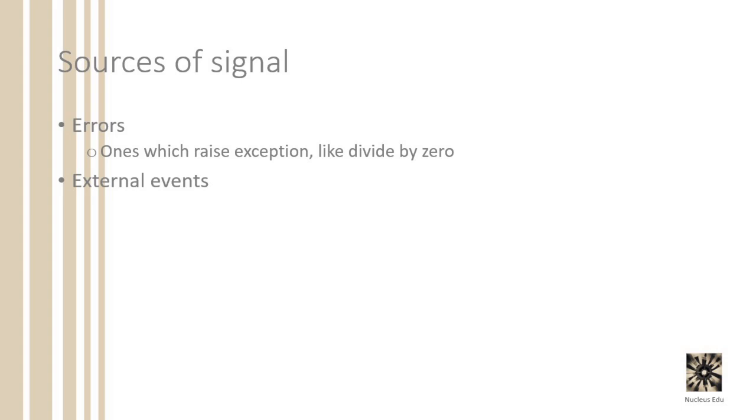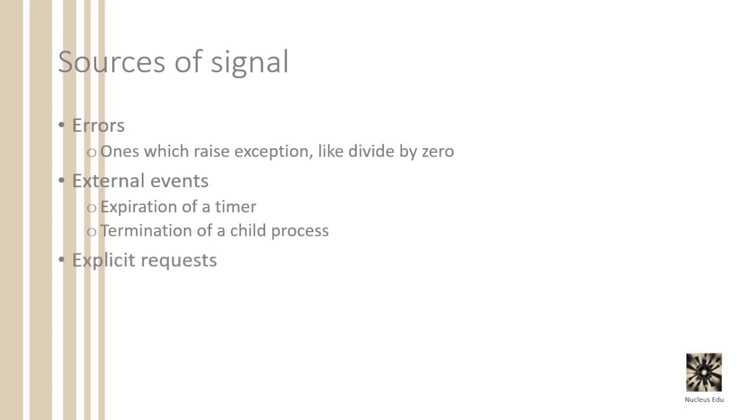Right, so another source of signal is an external event. It generally has to do with IO or other processes. These include the arrival of an input, the expiration of a timer, etc. Right, so the third type is an explicit request. It means the use of library functions such as the kill system call, whose purpose is specifically to generate a signal.